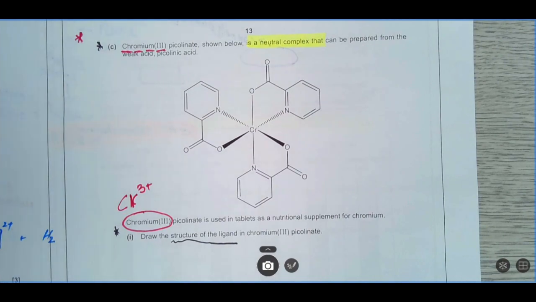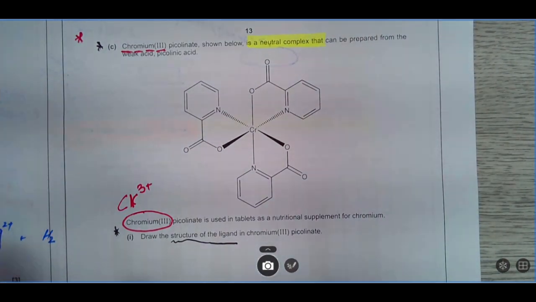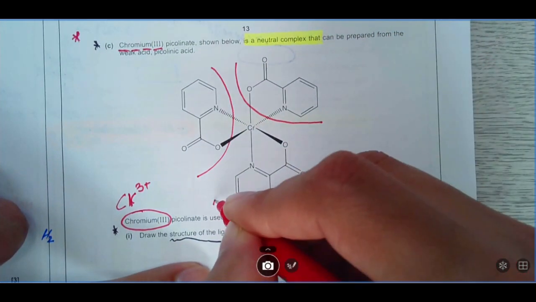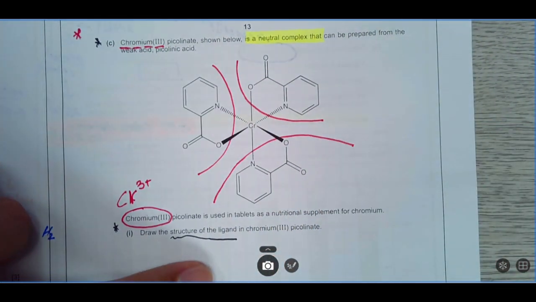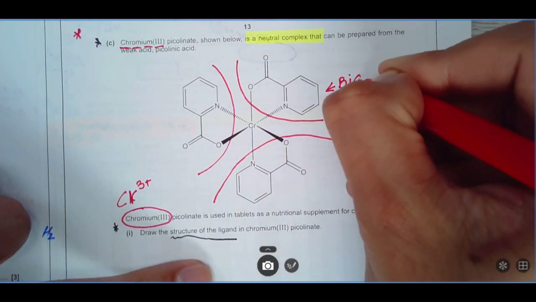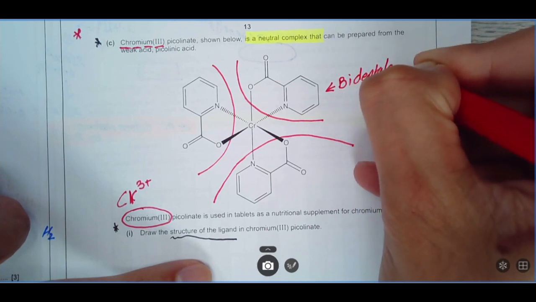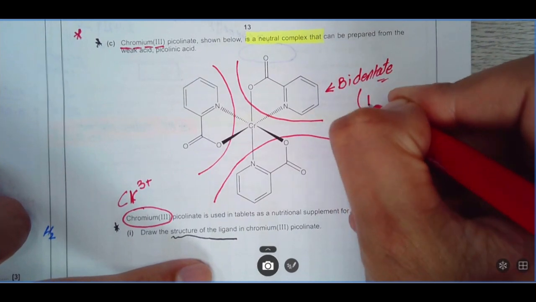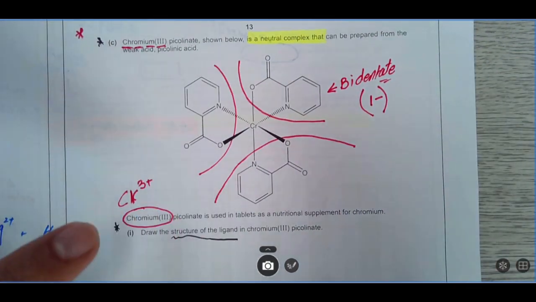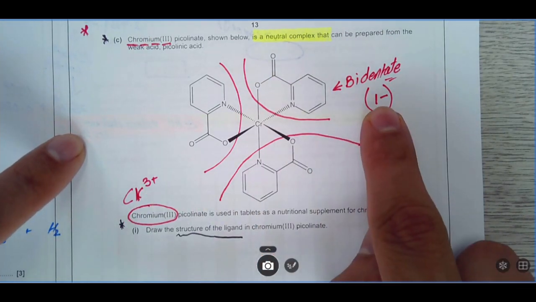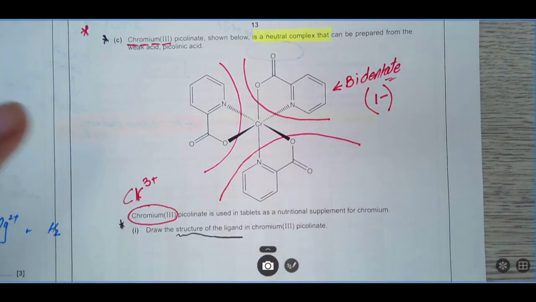This means, how many ligands do I have around it? Look, there is one ligand here, one ligand here, and another ligand here. Each ligand is forming two dative covalent bonds, so it's a bidentate ligand. Each one is bidentate, plus it will have a charge of 1 minus because it's a neutral complex. Neutral complex means this 3 plus has to be removed by these 3 ligands. Are we happy with that?